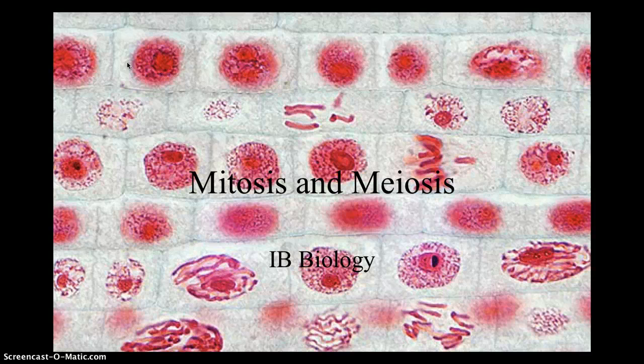Meiosis is the second part of cell division, and in meiosis you're forming sex cells, so you're making sperm cells and egg cells. Those are called gametes, and they're used for sexual reproduction, and they have half the number of chromosomes of the original cell, so that when they combine to form a zygote, that zygote is going to have a full set of chromosomes.